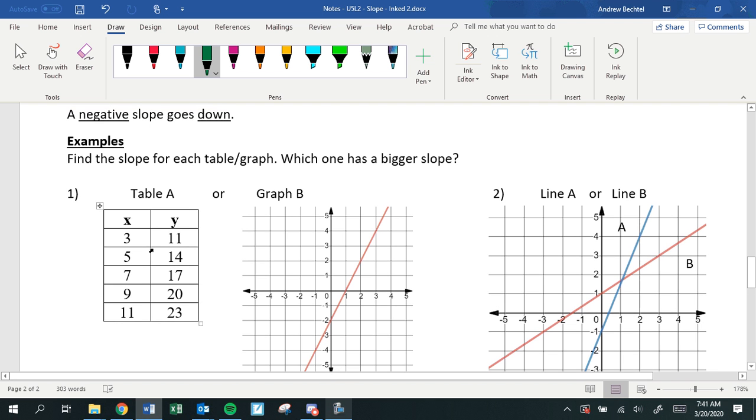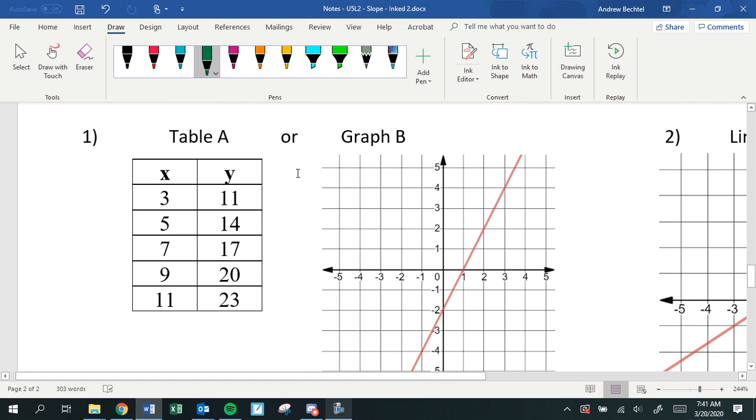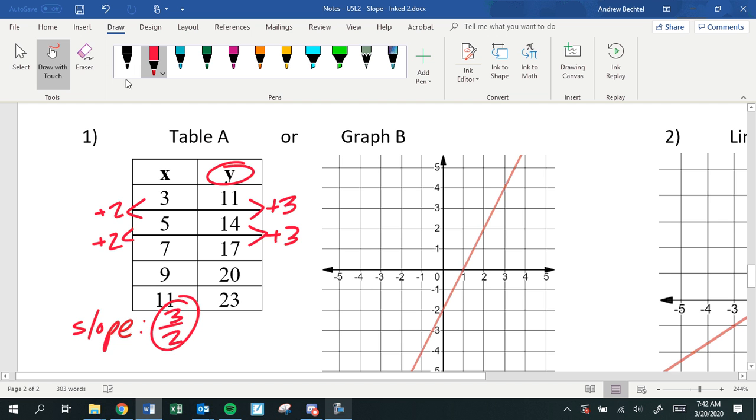So we're going to find the slope for these tables and graphs, and we're going to compare them. And we're going to say which one is bigger. For table A, we find that slope with the whiskers. This goes up by 2 and up by 3. Again, we want to make sure that the y goes on top, so our slope for the table is 3 over 2. Since we divide that and we get a decimal, 1.5, we're going to leave it as a fraction.